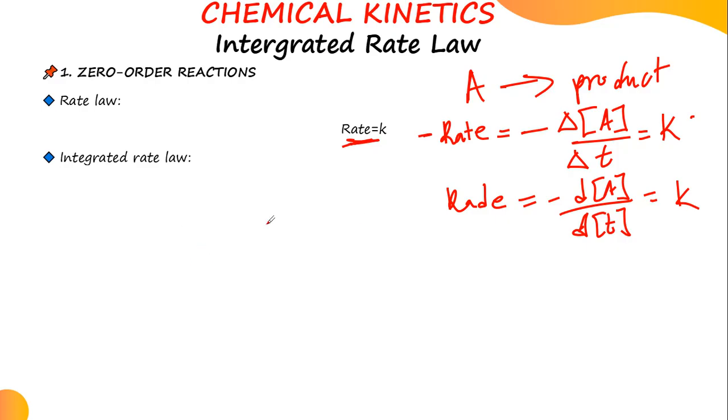So they came up with this equation, which gives us the concentration at time t. The concentration at t is equal to the initial concentration, concentration 0, minus Kt, which is the time factor. K is the rate constant and t is the time. So after doing the integration, this comes out.